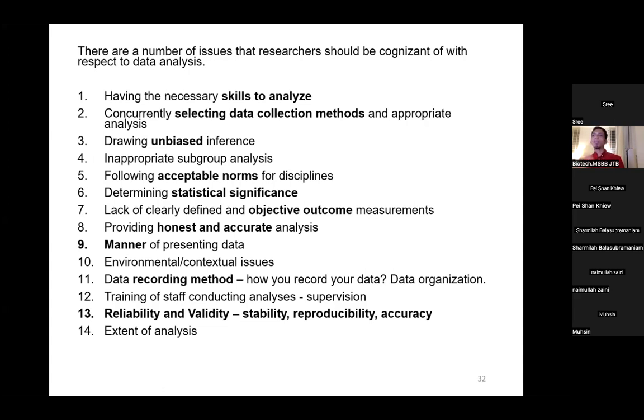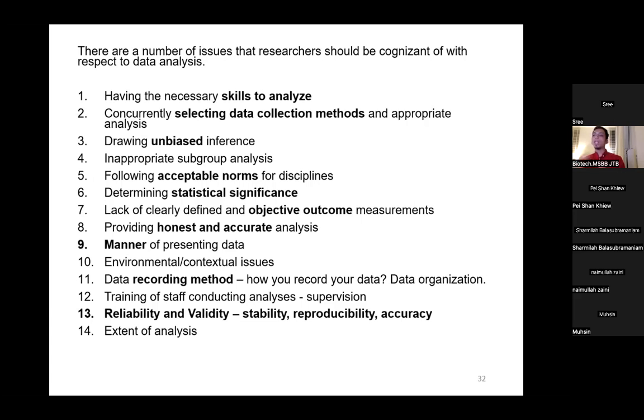So the manner of presenting data, the way that you present data, whether it's appropriate to be put into a table or whether it's appropriate to be put into figures, right, and so on. So how are you going to evaluate that so that it's suitable to be presented?